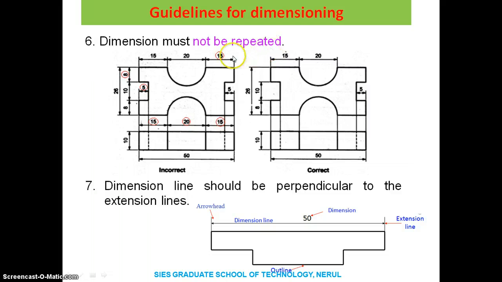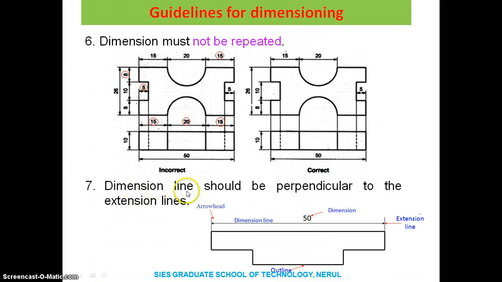Dimensions should not be repeated. For example, this dimension 15, if you see here, the same dimension is given again. This 15 and 15, same dimension is given again. So even if it is given at one place, it can be understood that this is 15, as it is correctly shown in this second view.